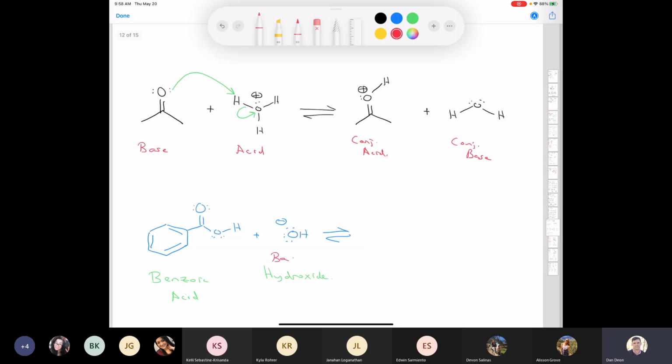Well, if this is my base and this is my acid over here, then my base is going to take a proton, like this, and then this bond is going to break. So I'm going to be left over with water for one thing, which will be my conjugate acid. And I'm going to be left over with this, which is called a benzoate. If you look at foods, you'll see benzoates in them all the time. And this is our conjugate base, just like that.